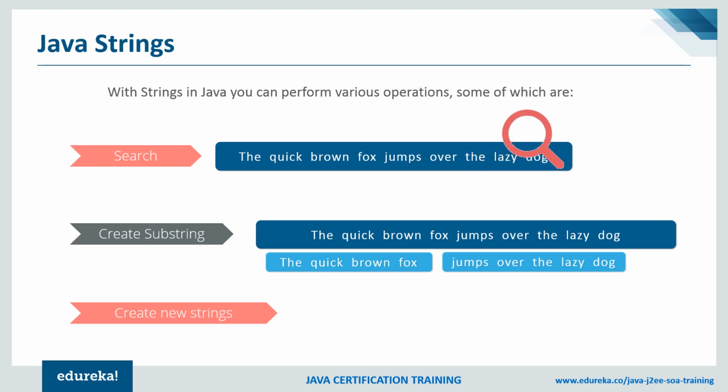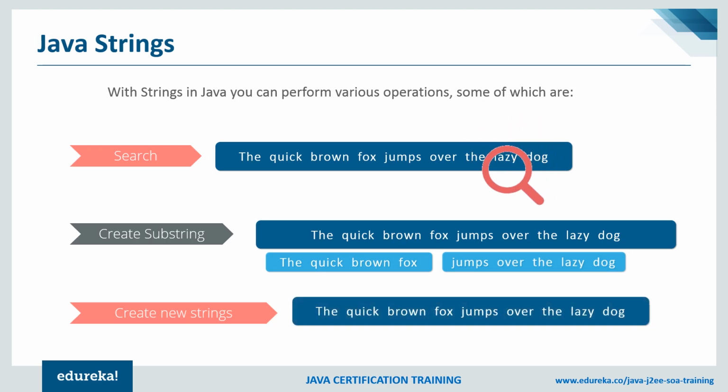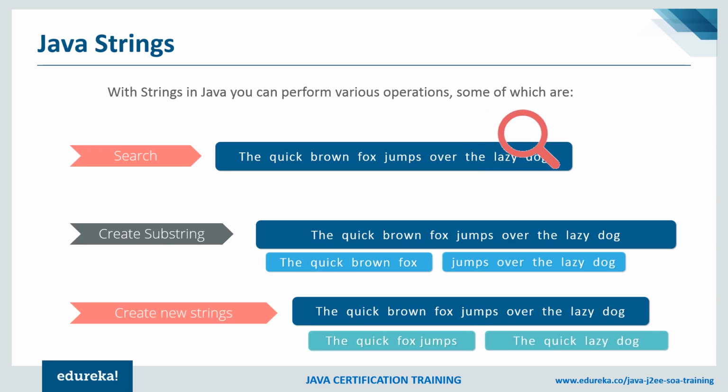Moving ahead, we can even create new strings out of the old strings. For example, the quick brown fox jumps over the lazy dog. We can say the quick fox jumps and the quick lazy dog. So these are the different strings where we manipulate our existing strings and create a new string. But remember, the old string never ever changes. It's always a new string which is created, since strings in Java are immutable.